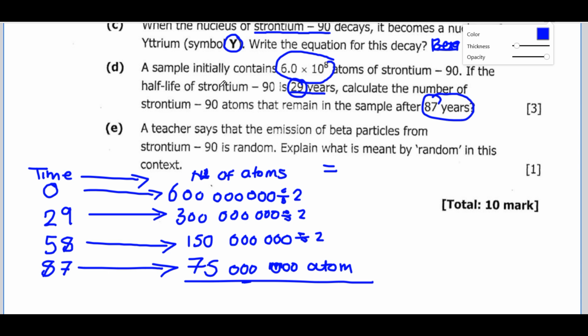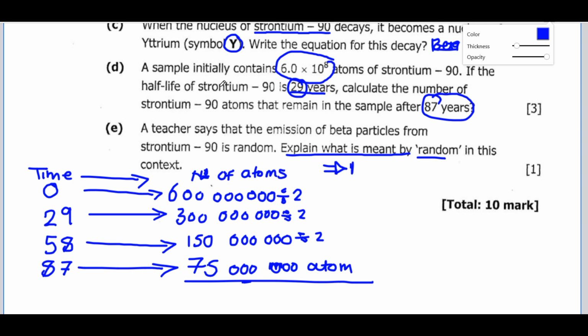Then the rest decayed. Then we have question E, where we are told to explain what is meant by random. Random simply means that this process of decay is not known. It's just a probability. You can't tell when this substance will decay. No one knows when; it occurs randomly. That's what is meant by random.